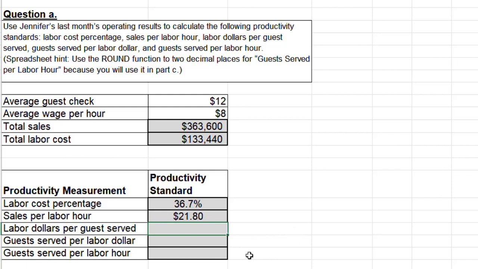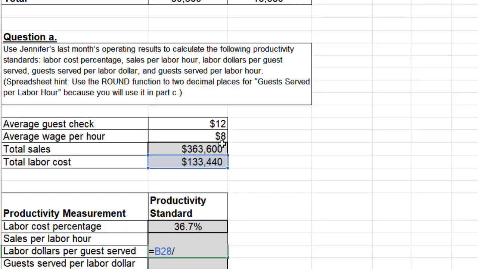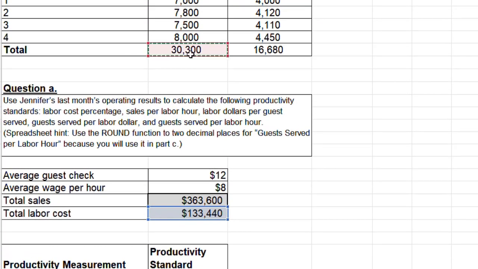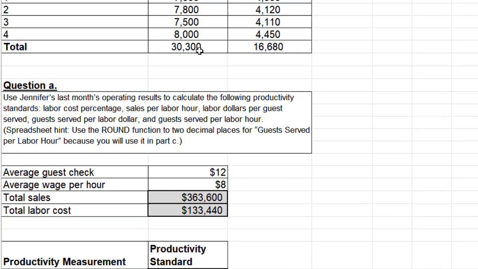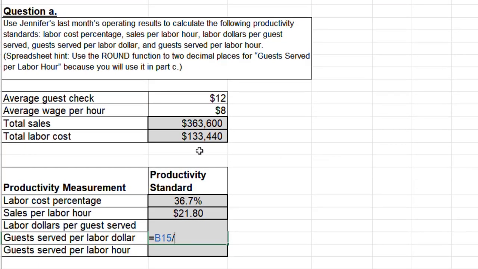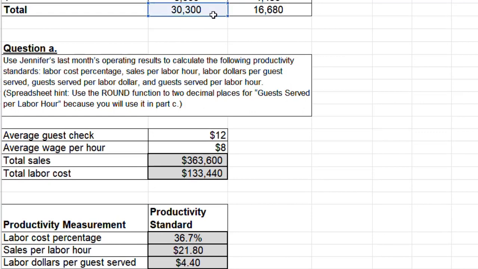Then we want to know the labor dollars per guest served. All right, so our labor dollars, which is our labor cost, divided by the number of guests served, which is the 30,300. So $4.40 goes towards each guest that comes in the building. Then our guests served per labor dollar. All right, so we have 30,300 guests divided by our labor dollars is 23 cents, and our guests served per labor hour, we will take our guests served divided by our labor hours.